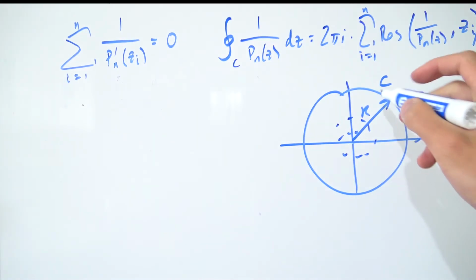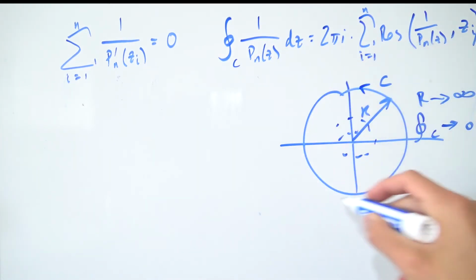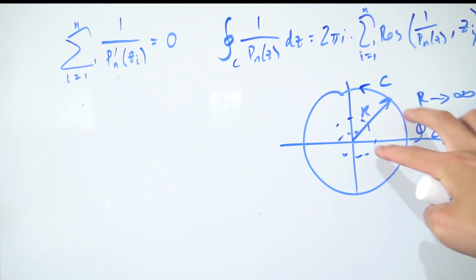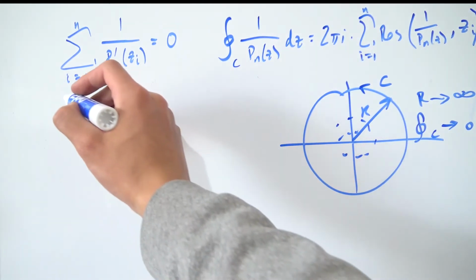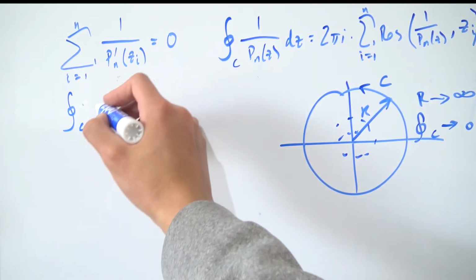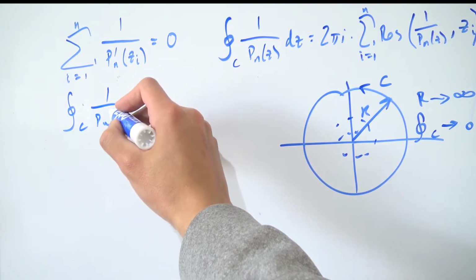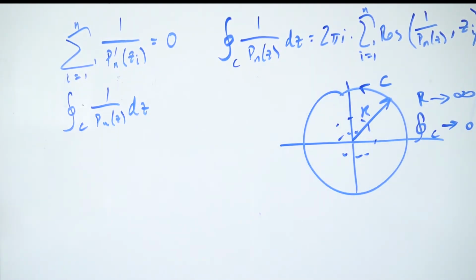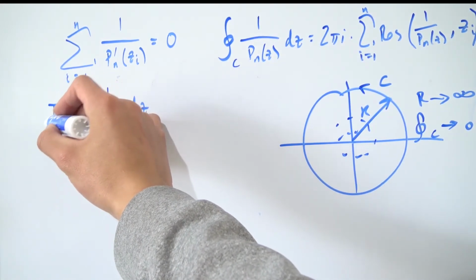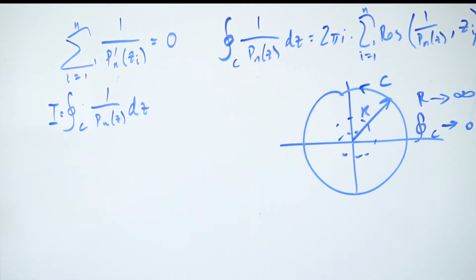So we know that we're going to have a circular contour traversed in the positive direction, and I want our r to approach infinity. So let's set this up right here. Let's take the contour integral over C of 1 over Pn of z, dz. In order to do this, let's call this integral I for now, just so we know what we're dealing with later on.